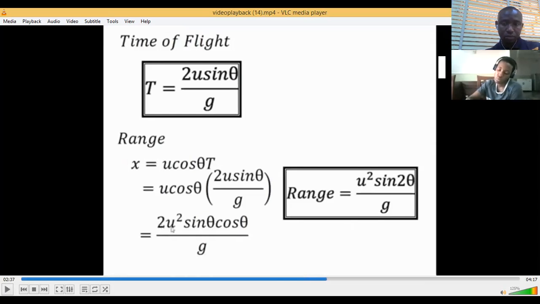Now you know that. Okay, please write for range. Range is u squared sine 2 theta over g. Range is equals to u squared sine 2 theta over g.